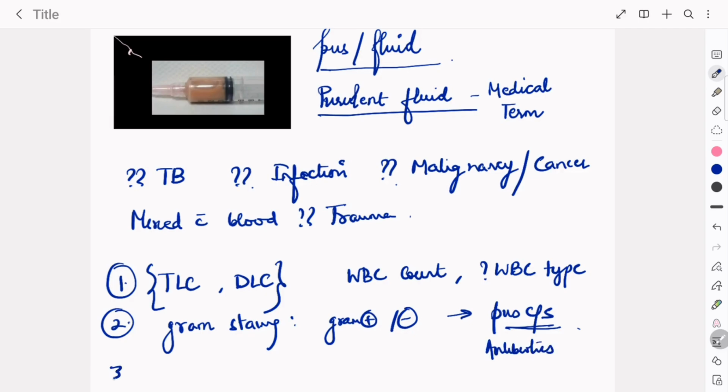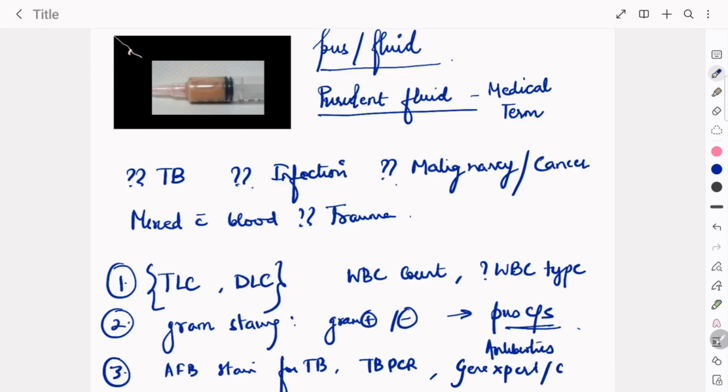Now, with this kind of pus, definitely go for AFB stain for tuberculosis. But these days, it's not just AFB stain. Now we also go for TB PCR and gene expert, also called as CB-NAT. So go for that as well. So for TB we did AFB plus gene expert. For infection we did gram plus pus culture.